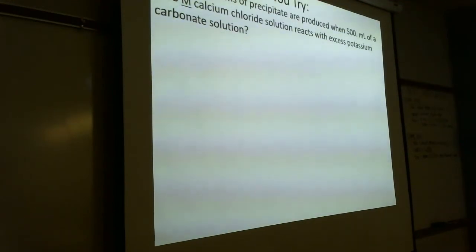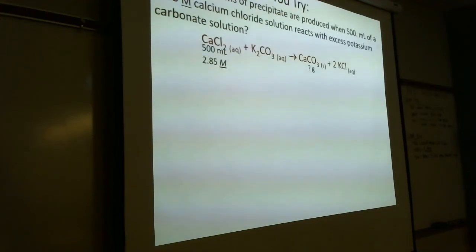So we want to know how many grams of precipitate we could expect if we've got 2.85 molar calcium chloride and an excess potassium carbonate. So first thing we need to do is balance the equation and write it. Figure out which substance is the precipitate, because that's going to make a difference. Calcium carbonate's the precipitate. Potassium chloride is soluble.